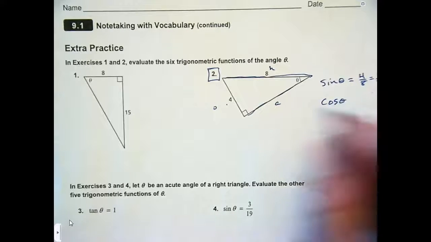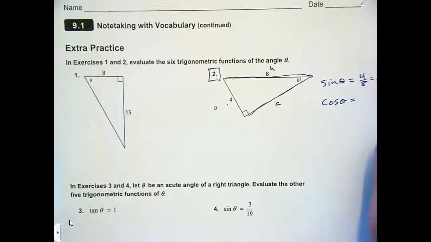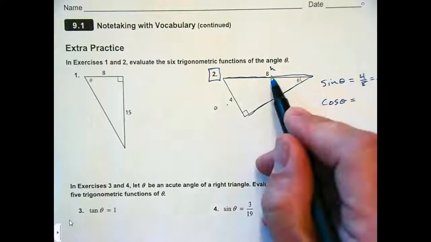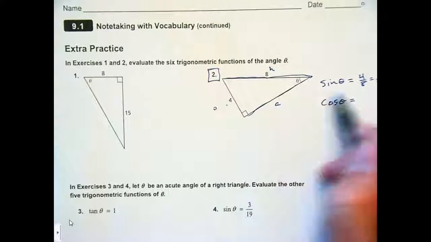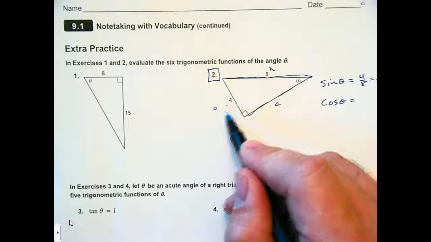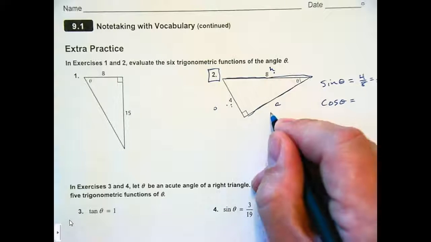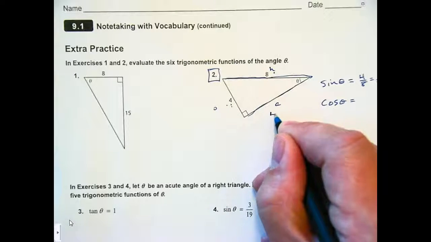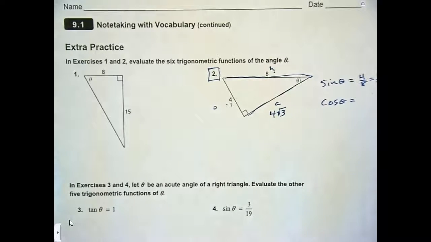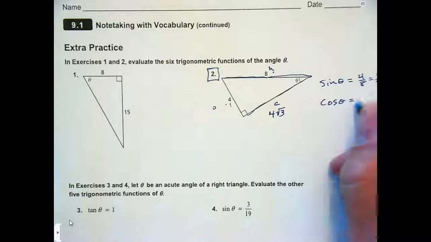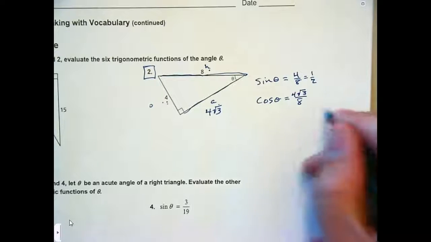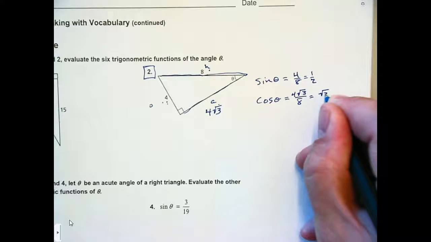Cosine, well, that means you have to find the adjacent side. How are you going to do that? You do the Pythagorean Theorem unless you recognize that this is a 30-60-90, right? The shortest side is half of the hypotenuse. That's x, 2x, and this is x root 3, which is 4 root 3. You can get the same thing using the Pythagorean Theorem. It's just quicker if you recognize special right triangles. So that means you have adjacent over hypotenuse, or 4 root 3 over 8, which is root 3 over 2.